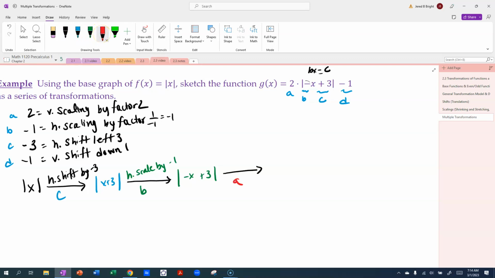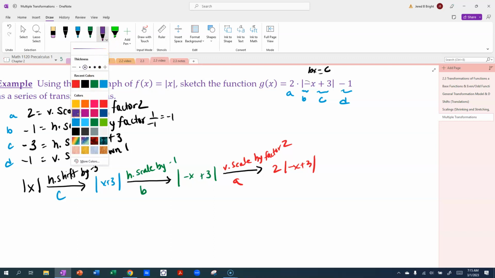So I would have 2. So I would do a vertical scale by factor 2. And so then this is going to look like, take everything I have so far, the -x plus 3, multiply by 2. And lastly, change it to purple.